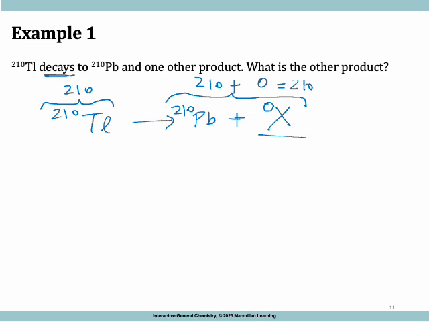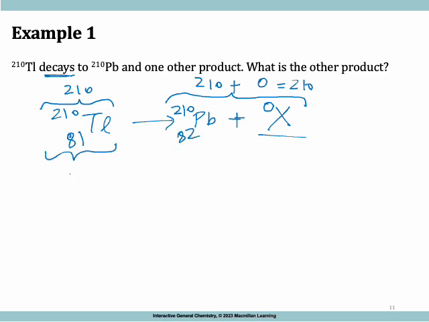Now let's go to subscripts. I don't see any. So what are my subscripts? Remember, these subscripts are the identity of the atom, the atomic number. Where do you find it? The periodic table has it. Even if they're not given to you in the question, you can get this information from the periodic table. Find the element Tl on the periodic table and find its atomic number. Atomic number for Tl is 81. Atomic number for Pb, lead, is 82.